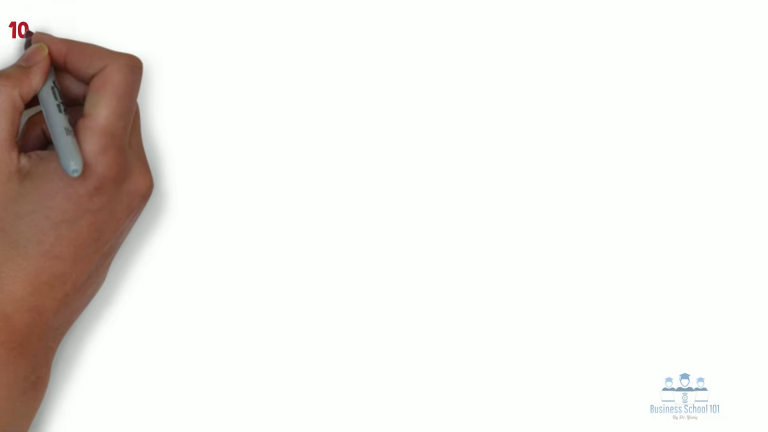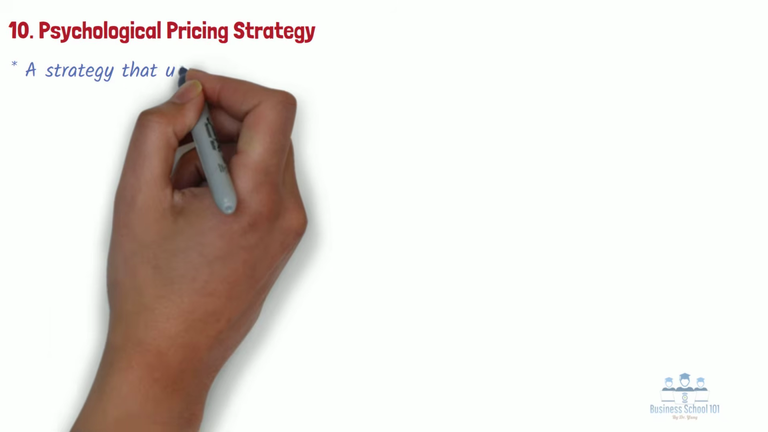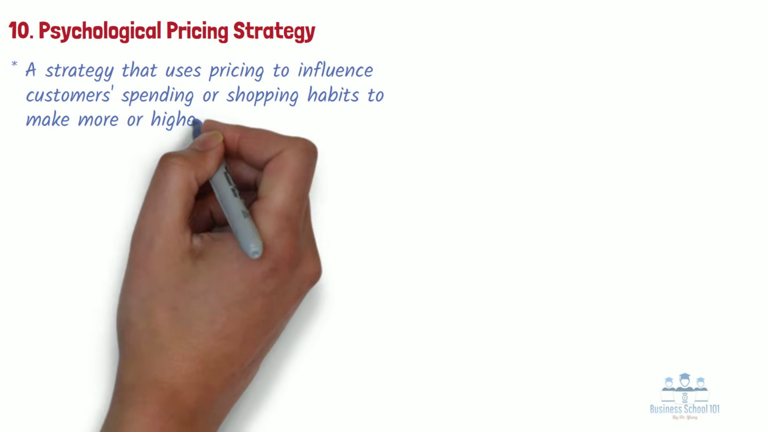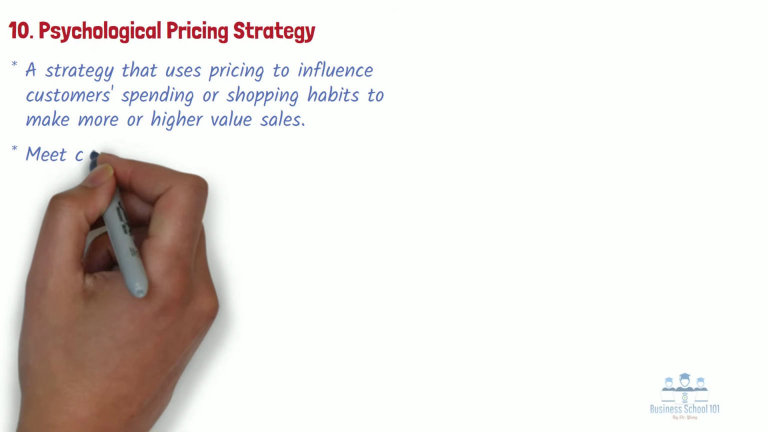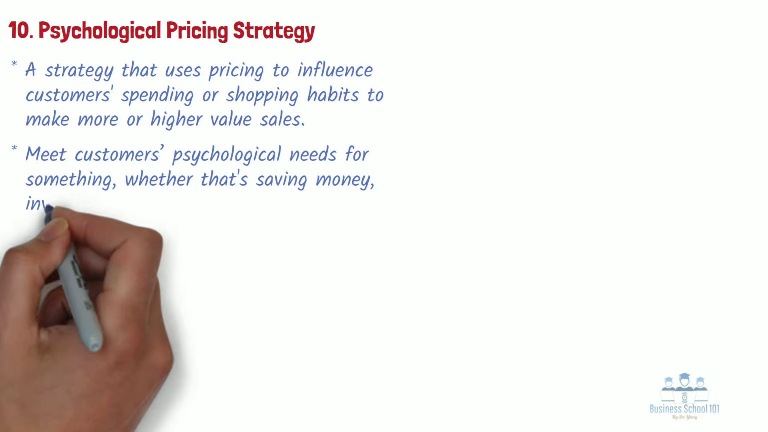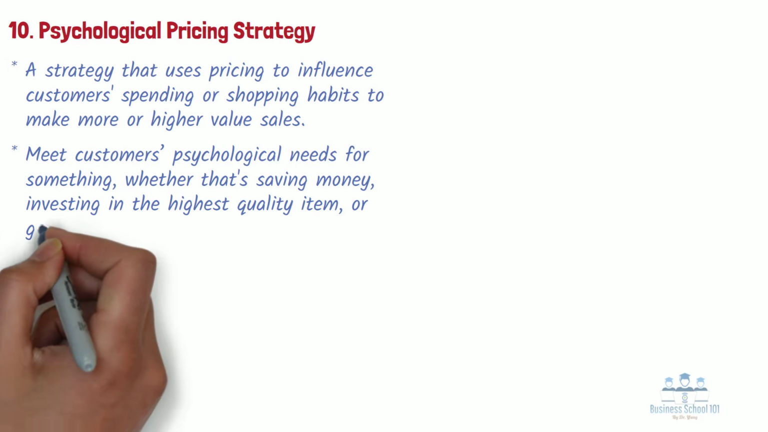Number 10. Psychological pricing strategy. Psychological pricing is a strategy that uses pricing to influence customers' spending or shopping habits to make more or higher value sales. The goal is to meet customers' psychological needs for something, whether that's saving money, investing in the highest quality item, or getting a good deal.